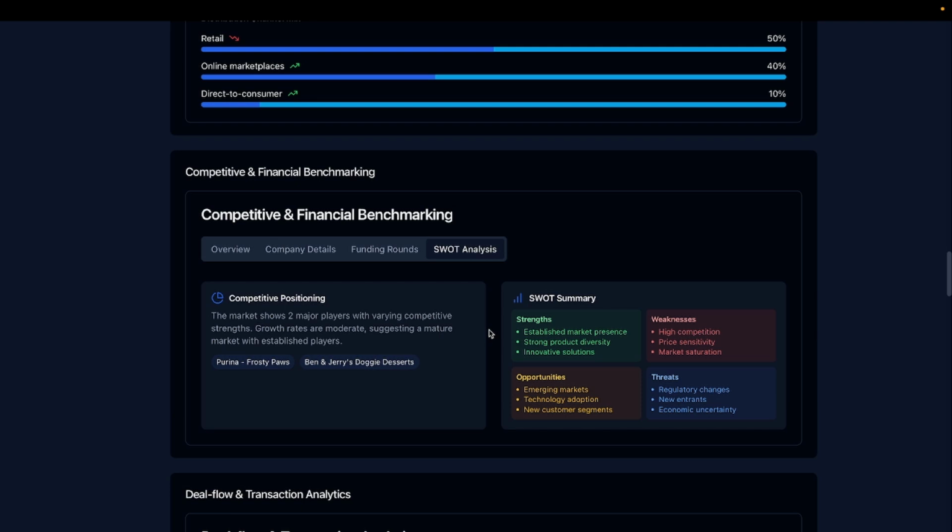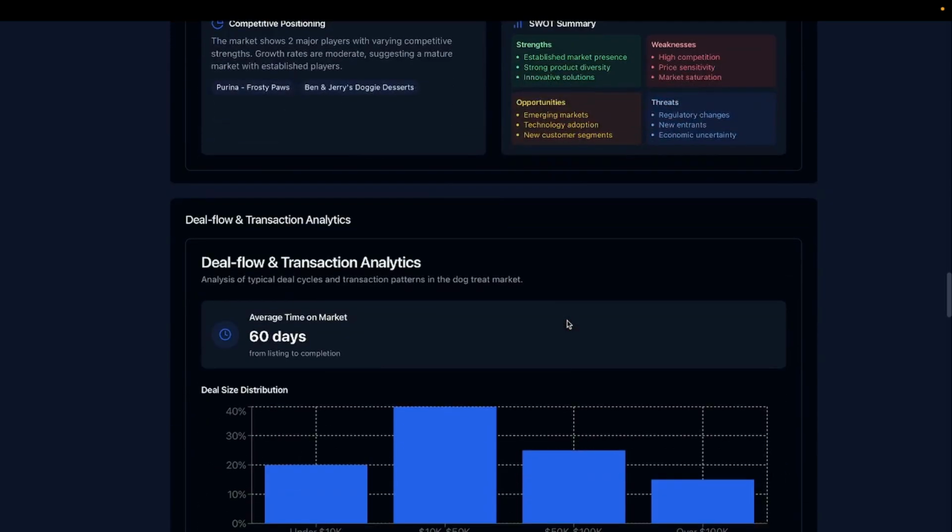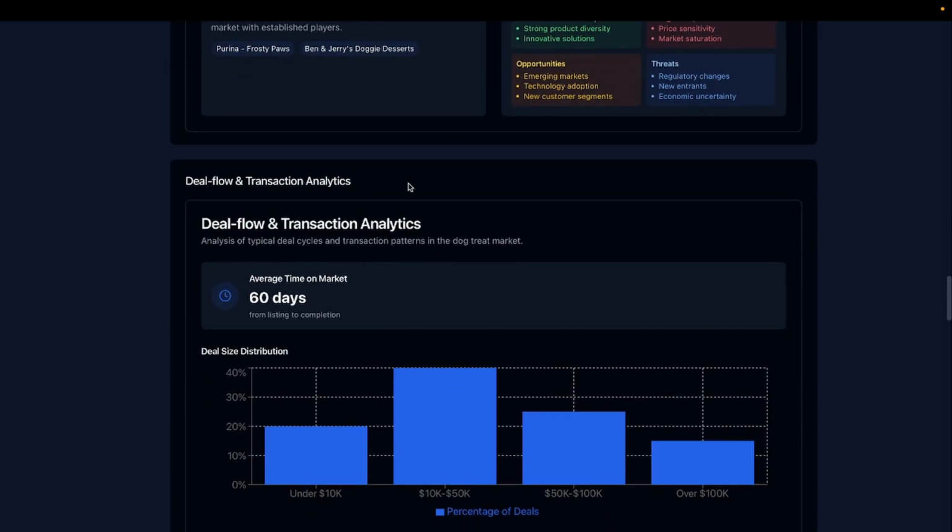Price sensitivity and market saturation. There are two players. There is sort of market saturation. There's opportunities in the emerging market because who was buying dog ice cream 15 years ago, right? You don't need to explain this. Whatever. Threats, regulatory changes, new entrants. Yeah. This is sort of deal flow and transaction metrics, alright?